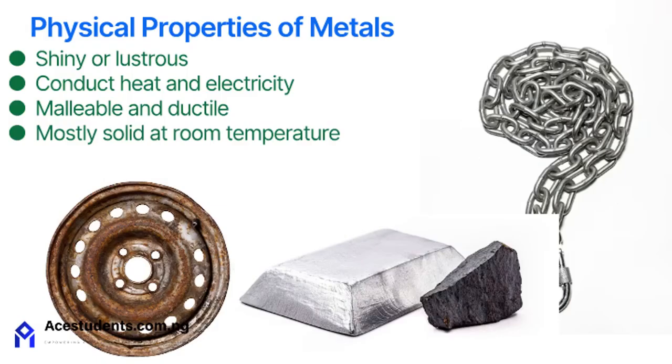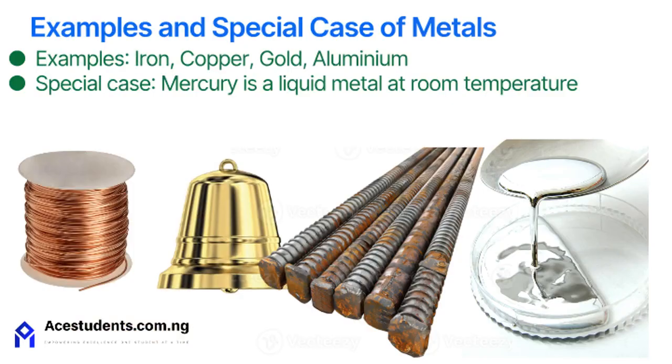Lastly, most metals are solid at room temperature. This property gives them a firm and stable form for use in construction, tools, and machines. Examples of common metals include iron, copper, gold, and aluminium. Unlike most metals, mercury is a liquid at room temperature.